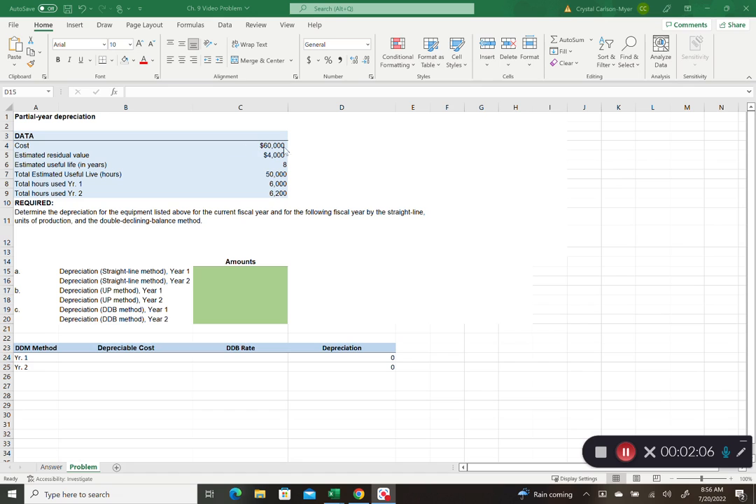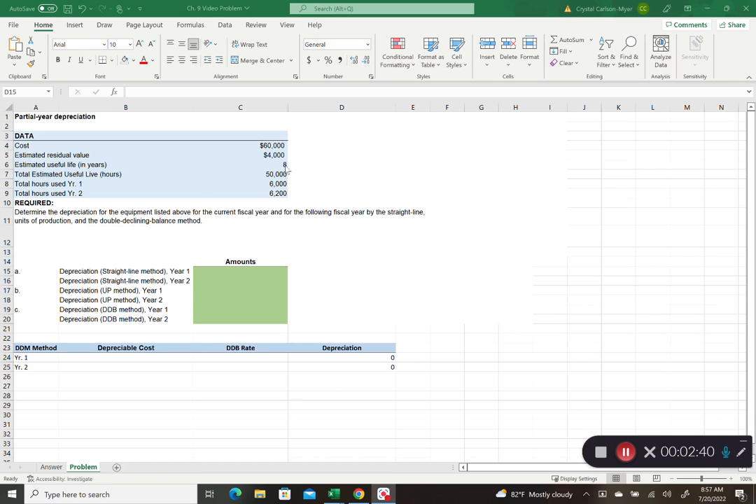It says the cost of the asset was $60,000. The residual value is $4,000. Residual value is the value of any asset at the end of its useful life, so what you're expecting it to be worth. Again, it's an estimate, so this can change over the course of the asset, and then you would want to change the depreciation at that stage. Residual value can also be called salvage value. Depending on what type of textbook you're using, they can call it 2 different things, but essentially it means the same thing. It's whatever is the value of that asset at the end of its useful life.